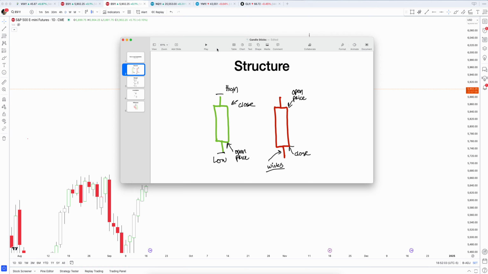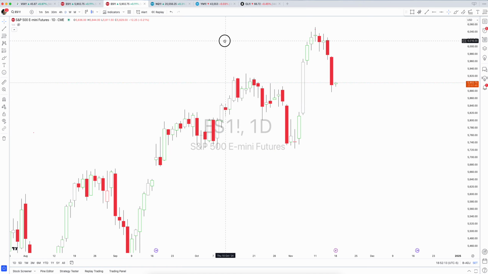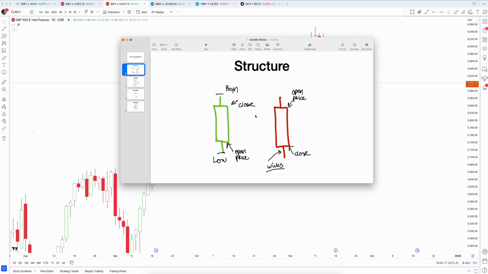First things first, what's a candlestick? A candlestick is a trading range within a time frame. So this is a daily chart, right? So we'll take these as a daily candle. A bullish candle is when price closes above the opening price, and a bearish candle is when price closes below the opening price.